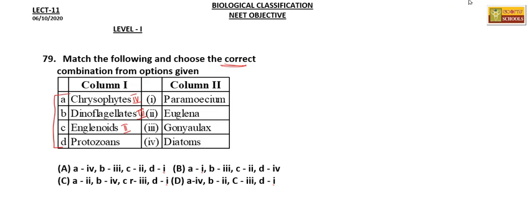All these are groups under kingdom Protista. Protozoans: one example of protozoans is Paramecium. So 4, 3, 2, 1, that is option A is the right answer.